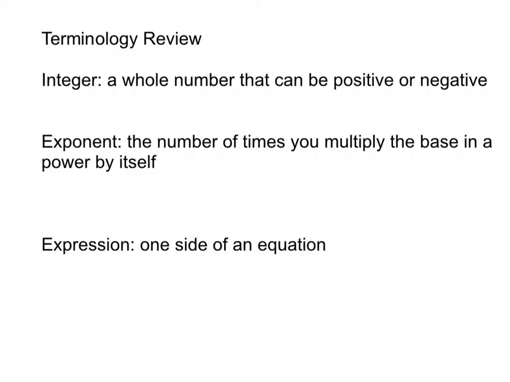First, let's do a quick little review of some terms. An integer is a whole number that can be positive or negative. When we are talking about integral exponents, we're talking about having an exponent that is an integer. Some examples of integers include -2, -1, 0, +1, +2, etc. It also goes forever to the negative side. So we have all the whole numbers that can be positive or negative.